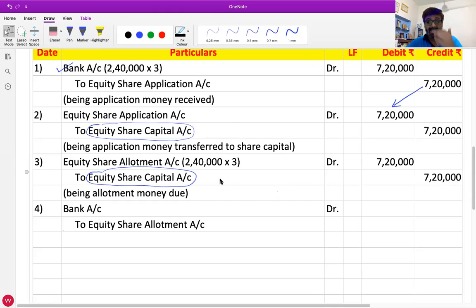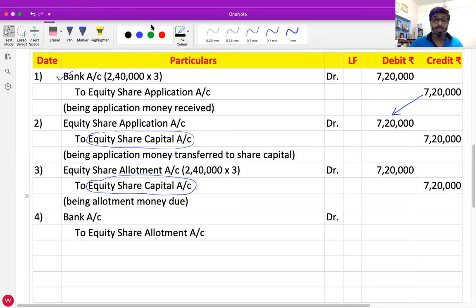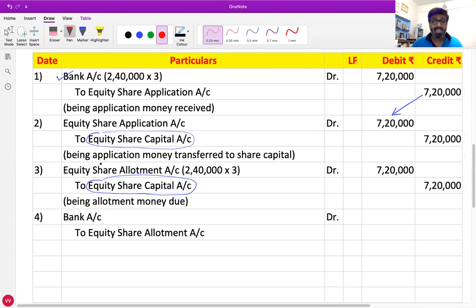Bank is the receiver. Now we receive the money. So bank is the receiver, debit the receiver, bank account debit. And equity share allotment account was debited earlier. So this equity share allotment account, we will reverse and credit to close that. And amount will be 7,20,000. No calls in arrears means we have received full amount of 7,20,000.